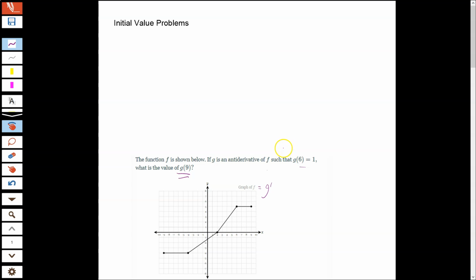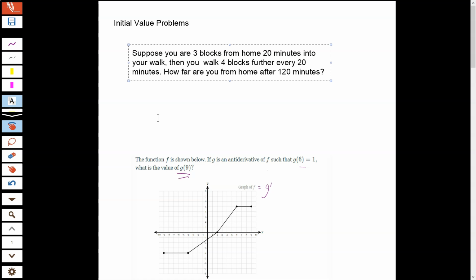I want to pose an even simpler version of this problem to help you develop the logic behind these, and then we'll return to this example. Also an initial value problem. Suppose you're 3 blocks from home, 20 minutes into your walk, and then you continue to walk. Then you walk 4 blocks further every 20 minutes. How far are you from home after 120 minutes? Okay, so you guys are all smart enough to figure this one out.